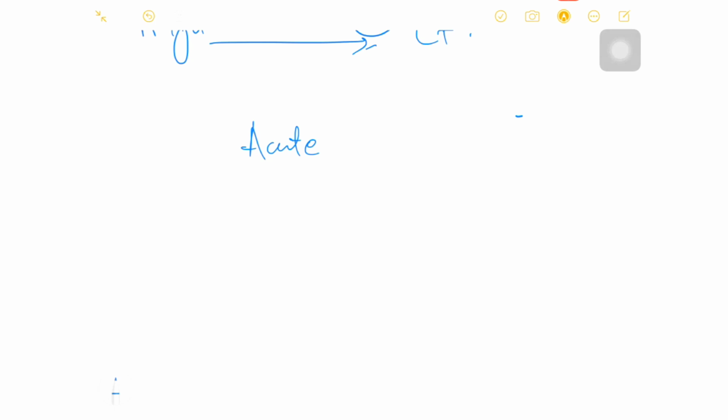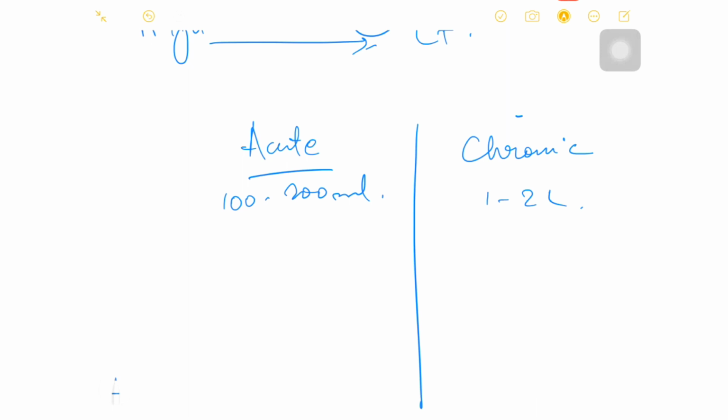All right, got it. Anyways, so this question: cardiac tamponade can be acute or chronic. It's easy. When it is acute, it means the leakage has started, but there's not a lot of fluid. In simple words, not a lot of fluid: 100 to 200 ml of fluid is accumulated, whereas in chronic, 1 to 2 liters of fluid has accumulated.